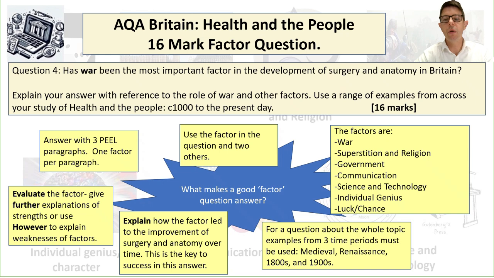You must talk about the whole topic with examples from at least 3 of the 4 time periods. Now in my revision guide, I've split it into the 4 time periods. You've got medieval, Renaissance, the 1800s, and the 1900s. So those are your time periods. Make sure you're following those time periods in your answers. Try and have an example from at least 3 time periods. Normally the exam board wants to see 3. Recently, they've had a couple of tricky questions.